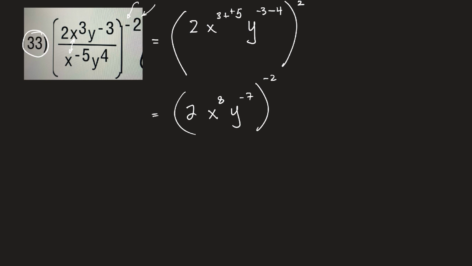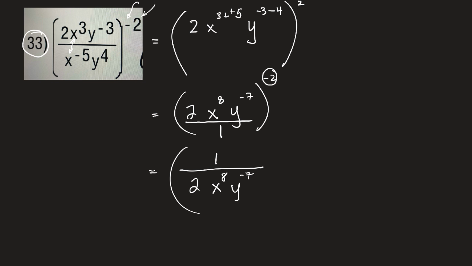Now I see a negative and a negative. Let's deal with this. So the negative means I need to flip the stuff inside over. So right now, I don't have a fraction inside unless I consider this over 1. So I'm going to change this so it'll be 1 over 2x to the 8th, y to the negative 7th, all to the, now it'll be a positive 2.